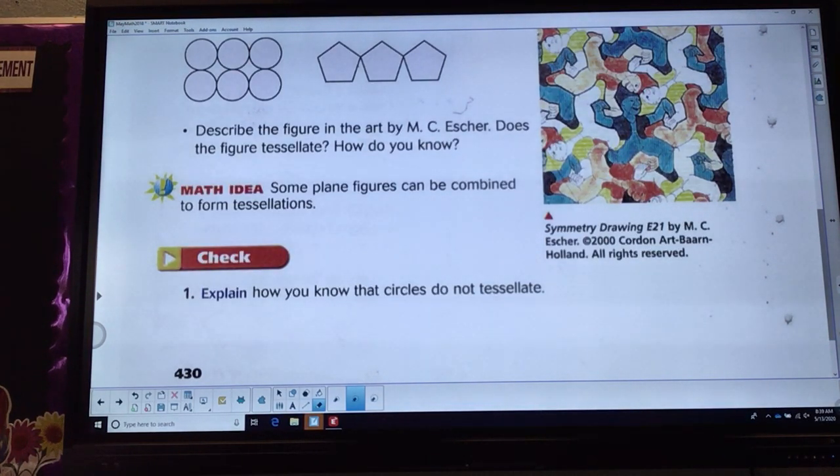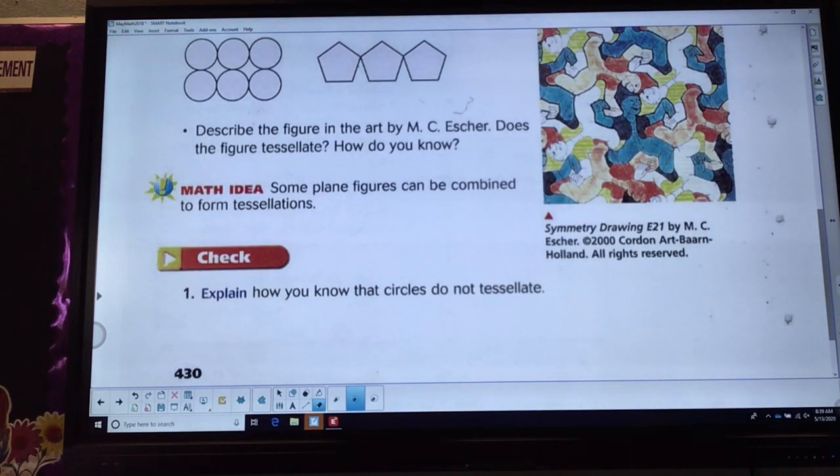Now, number 1 here says, explain how you know that circles do not tessellate. Well, it doesn't fit the definition. We just talked about how when we look at those circles, they don't overlap, but there are gaps and spaces in between them, so we know that they do not tessellate.